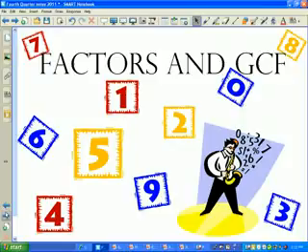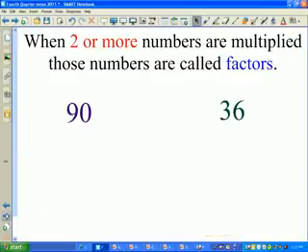So today's topic is factors and the GCF, and I'm going to turn this volume up so you can hear me a little bit louder. How's that? Okay. So we're dealing with factors and the GCF, and what I mean by that is when two or more numbers are multiplied, those numbers are called factors. So for example, we have 90 and we have 36. If I wanted to take two numbers multiplied together to give me 90, what would those numbers be?